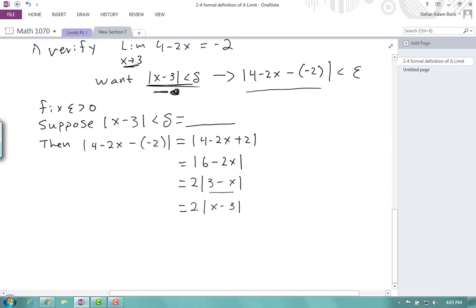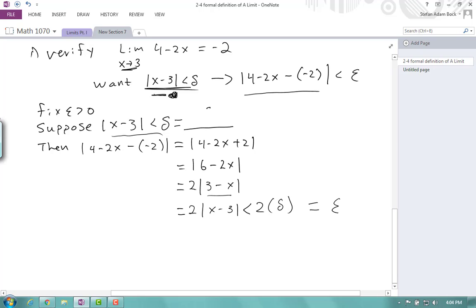And since x minus 3 is less than delta here, this is less than 2 times delta in place of the x minus 3. Now what I'm supposed to get here is equal to epsilon at the end. So it looks like if I chose delta to be a half of epsilon, then my problem will be satisfied. So I'll put a period here and then I'll rewrite it, or reread it, I should say.